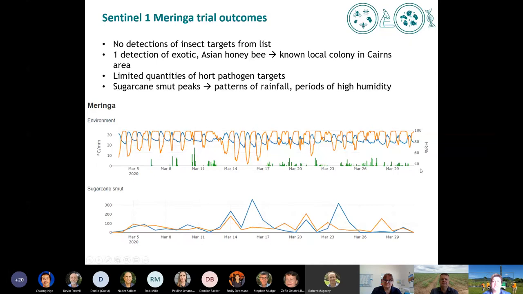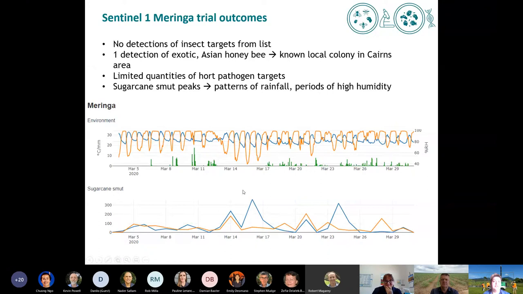So what you're looking at here is just a snapshot from our live data dashboard. We have the environmental data here. In orange, this is the percentage of relative humidity. In blue, the temperature. And in green, the rainfall. Down here, you have the results from both spore traps, spore trap A and spore trap B. And you can see peaks in detection here.